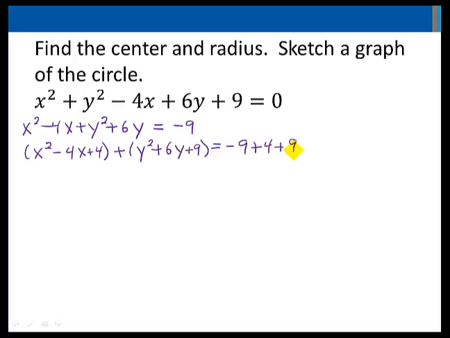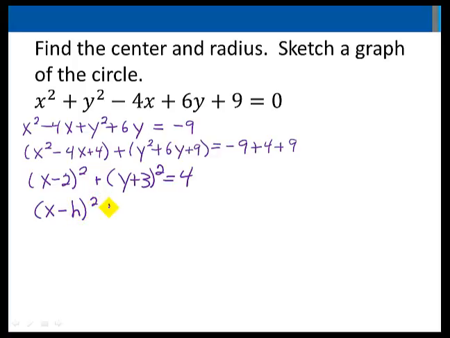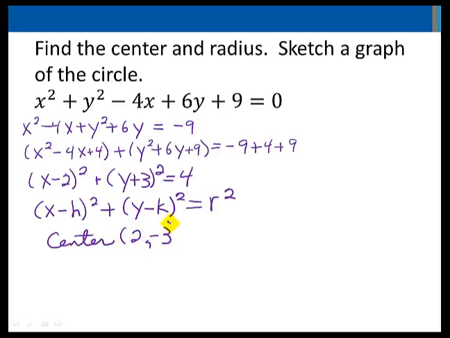And now I have (x minus 2) squared plus (y plus 3) squared equals 4. Recalling that the standard equation is (x minus h) squared plus (y minus k) squared equals r squared, I can see that my center here, (h, k), is (2, negative 3). The radius squared is equal to 4, so the radius will be 2.